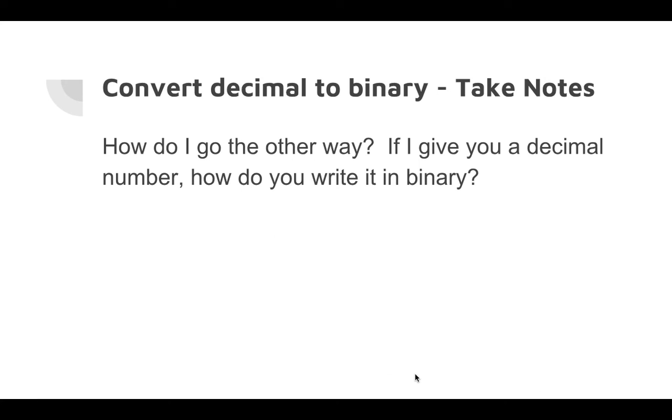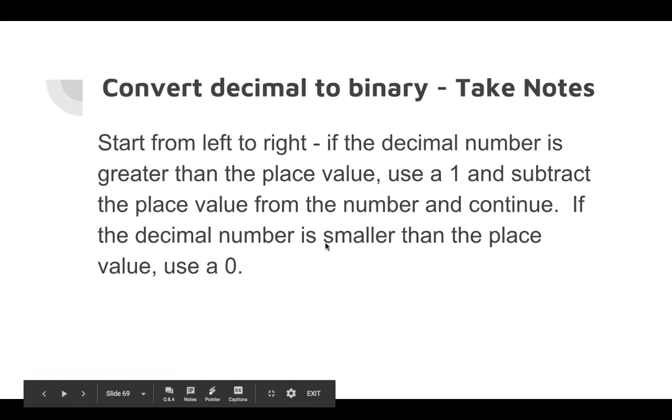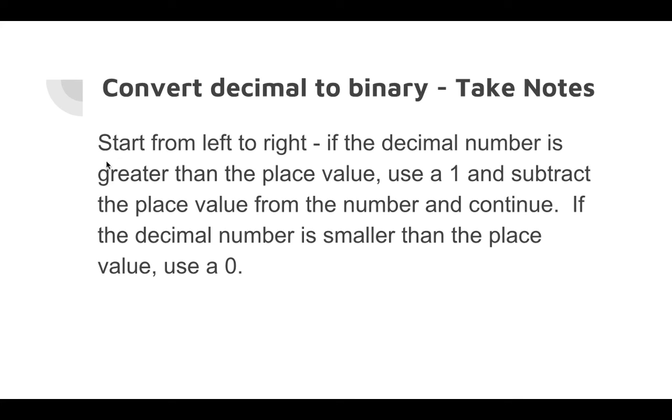All right, so now that we've gone from a binary number to finding the decimal number, we're going to go the other way. If I have a decimal number, how do I write that in binary? The way you do that is you start from the higher place values on the left and go to the right, which are the lower place values.